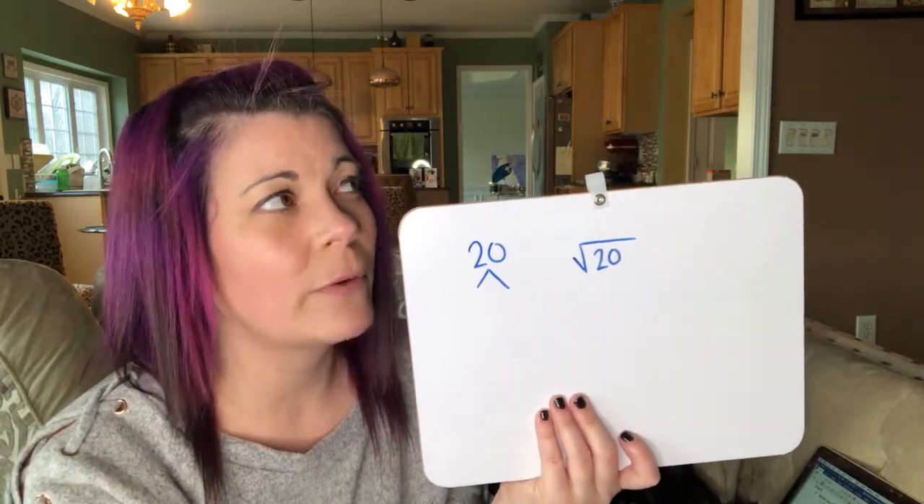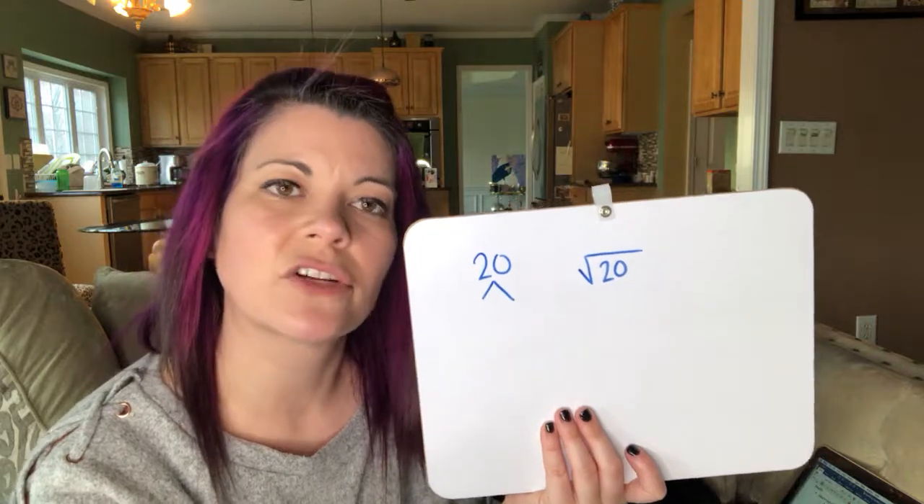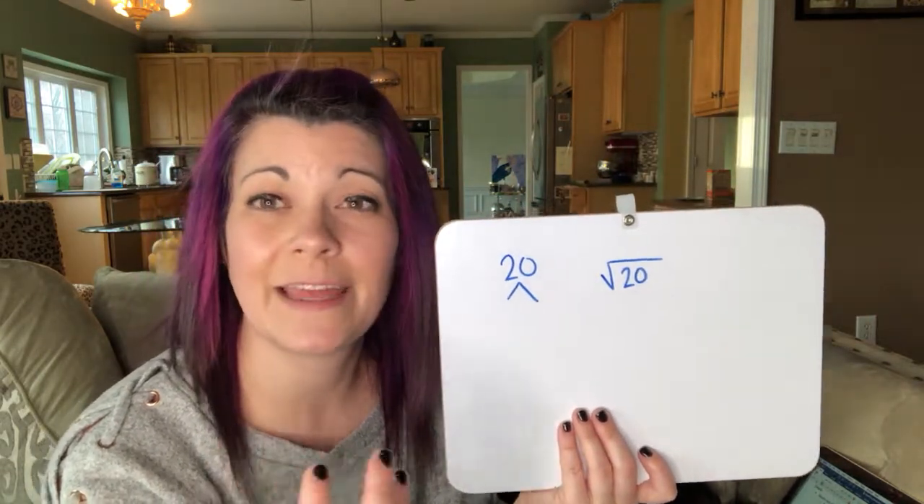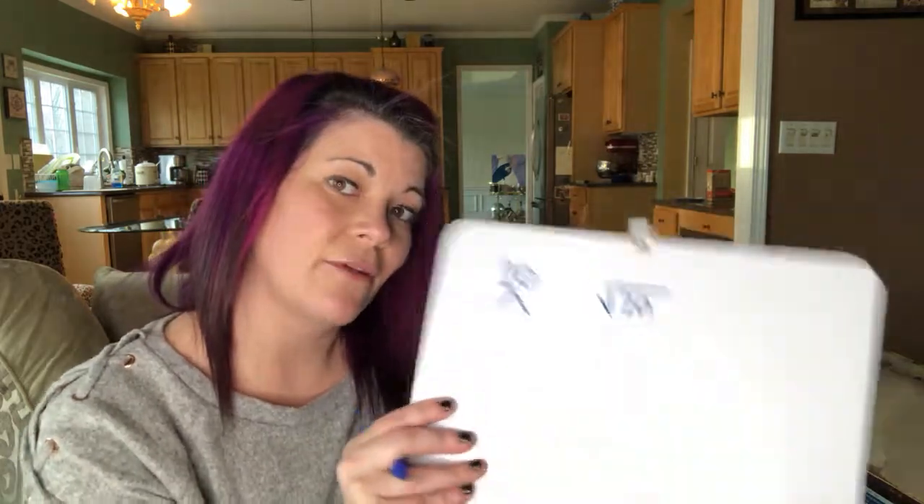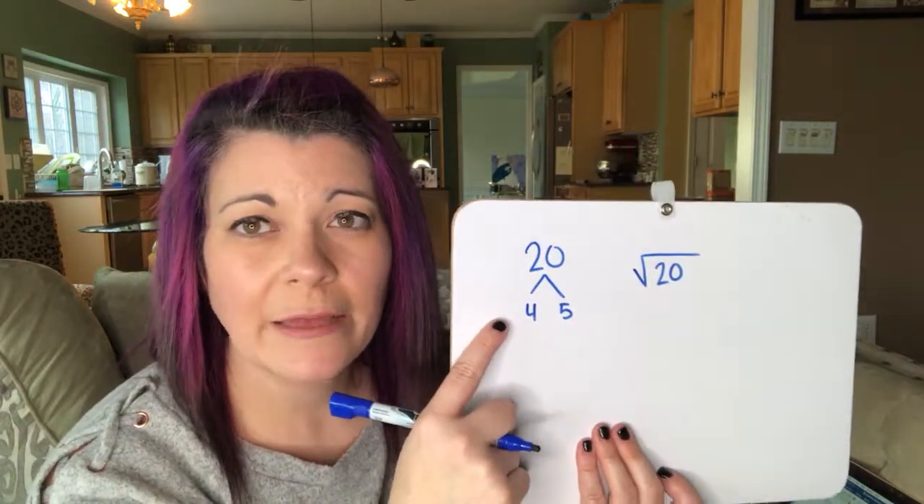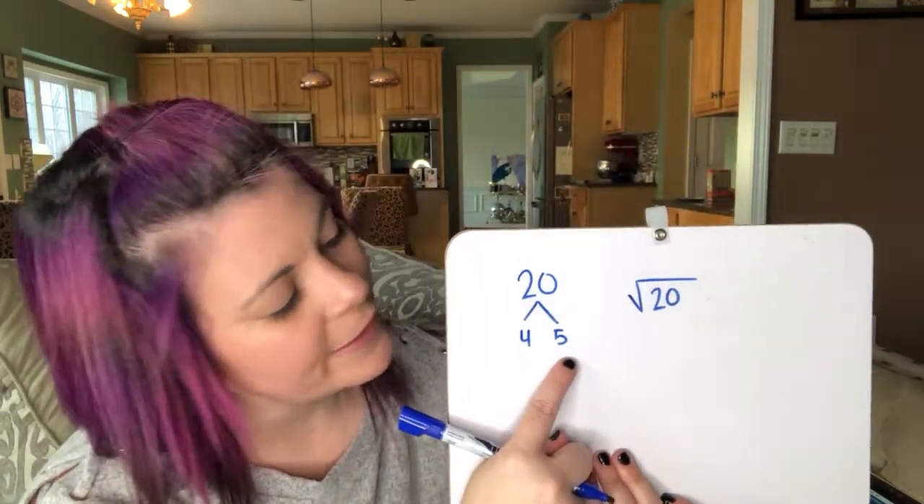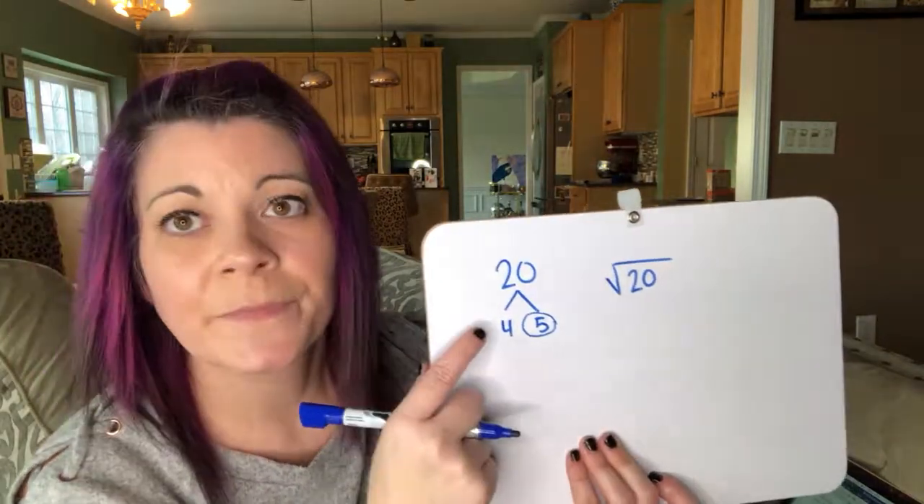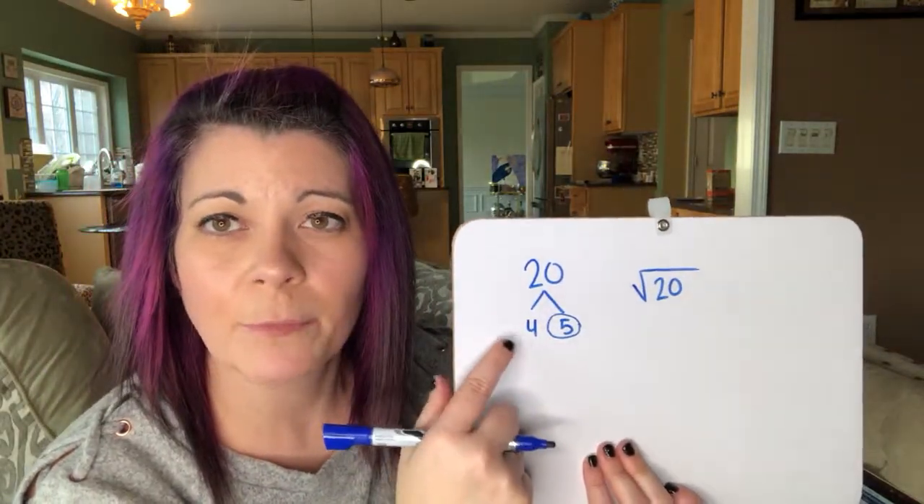So to do that, we want to figure out 2 factors of 20. You can say 4 and 5. You can also say 10 and 2. I'm going to break it down into 4 and 5. And 5, I know I can't break down anymore because it's already prime. I'm trying to get to the prime numbers, so I'm going to circle it when it becomes prime.